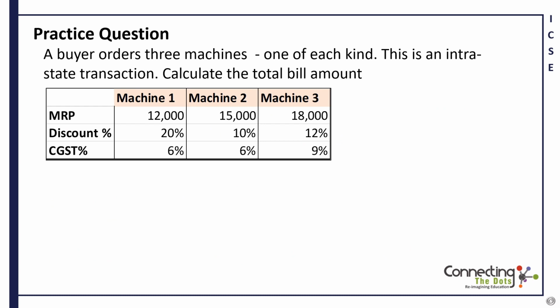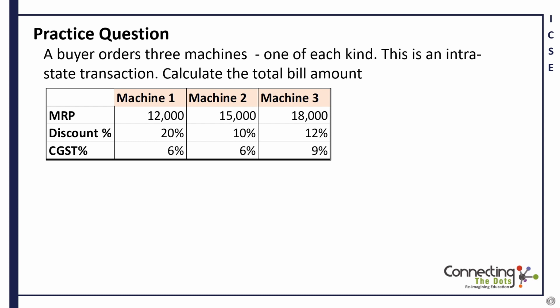In this question, let us calculate the GST. Now, this question says that there are three kinds of machines, 1, 2 and 3, and one machine of each kind has been sold. The MRPs of these machines are different, the discounts that apply to these machines are different, and the GST that applies to these machines are also different. So how can we do this? The first step, if you remember, is to calculate the discount amounts and the selling price of each machine, and after that we can calculate the GST.